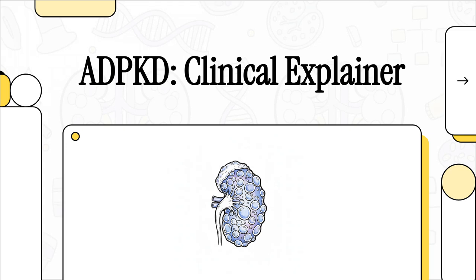Welcome to this explainer on autosomal dominant polycystic kidney disease, or as we'll be calling it, ADPKD. Today, we're taking a complex systemic condition and breaking it down into a clear, structured framework. As you probably know, ADPKD is the most common genetic cause of kidney failure worldwide. So our goal here is to really get into the weeds of the definition, the underlying mechanisms, and the cutting-edge management strategies that are actively changing patient outcomes right now.